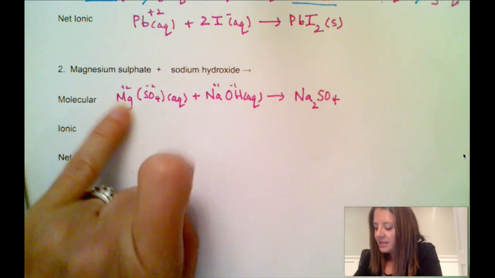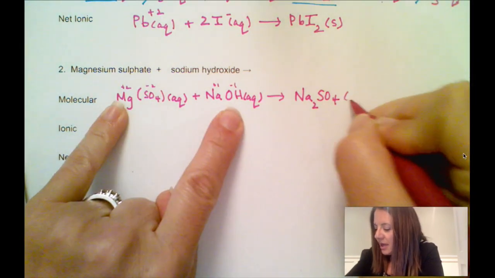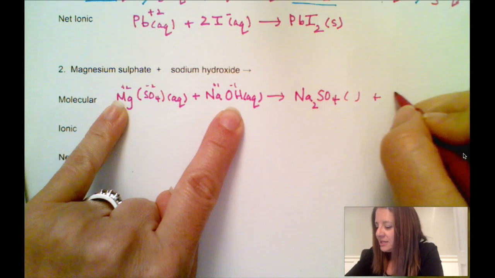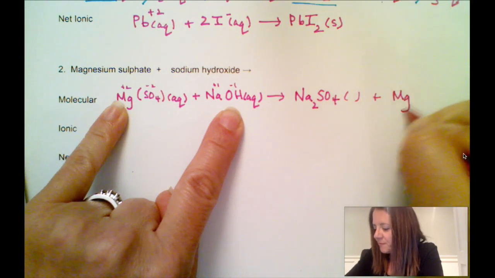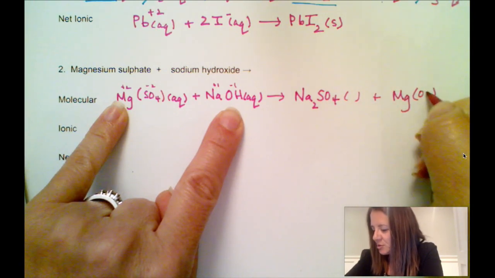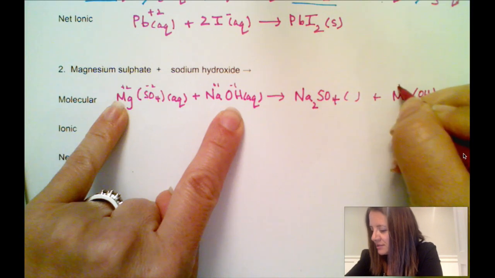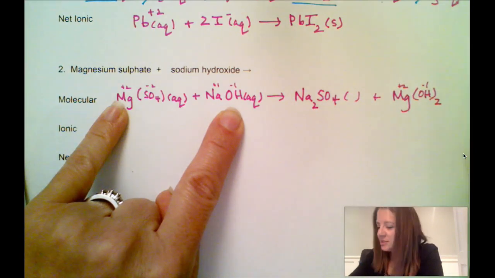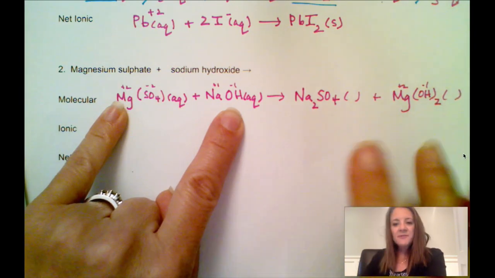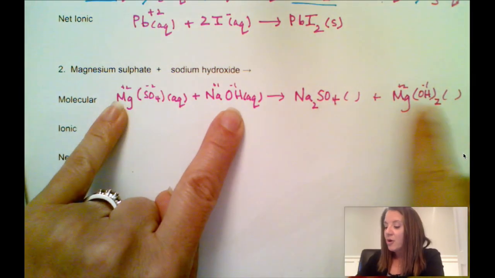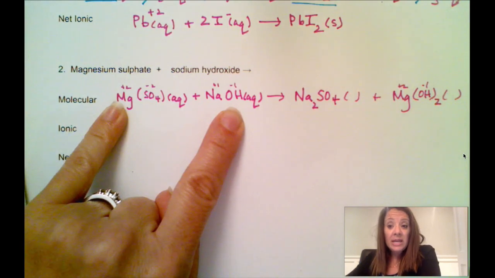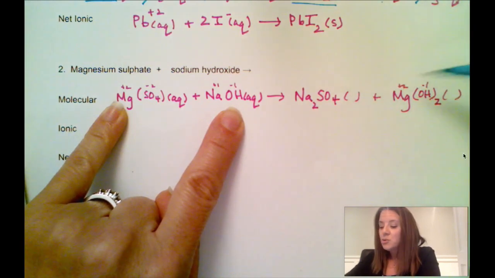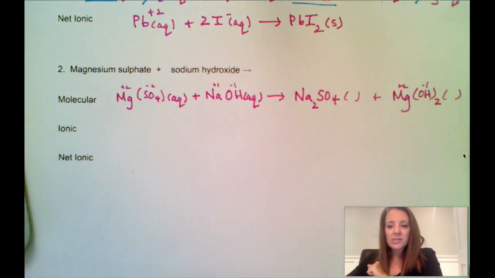And if magnesium is a +2 and hydroxide is a -1, then that means I have to put hydroxide in brackets, right? Because if that crisscrosses, you need to keep those brackets on. So we have to figure out whether our products are going to remain aqueous or do we have some sort of precipitate. So let's take a look at our solubility table.